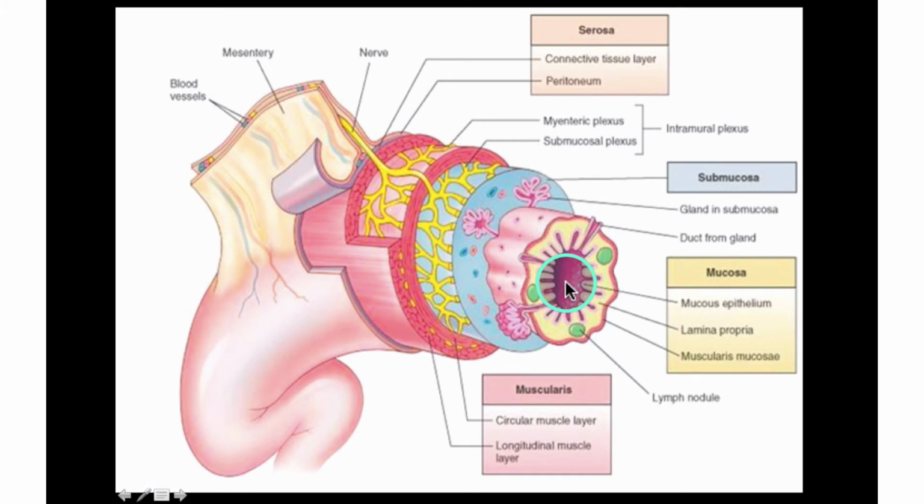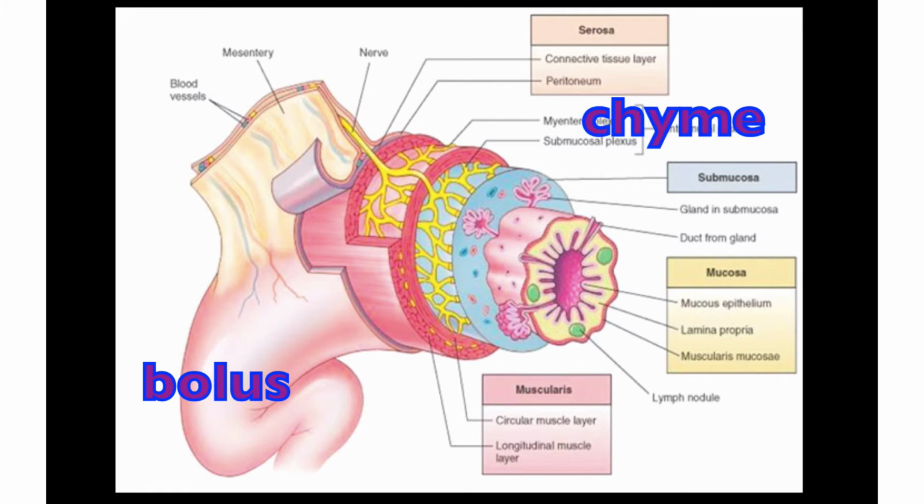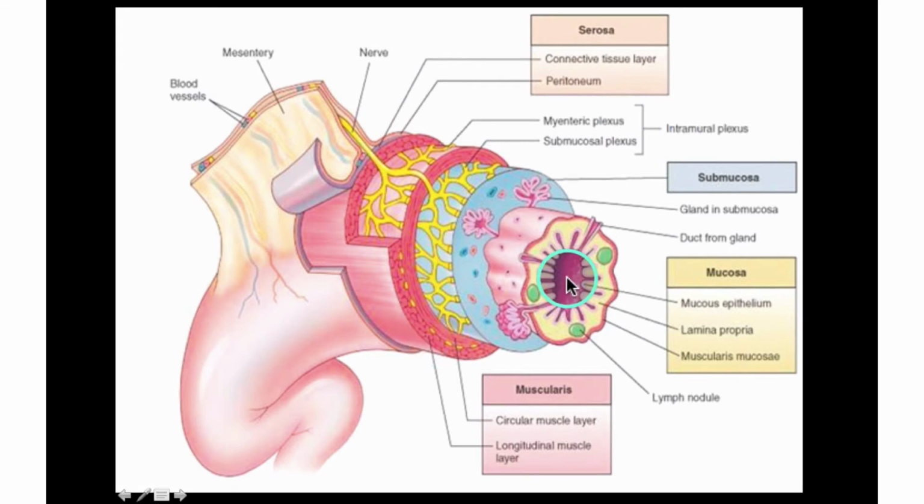The lumen is what digestive products pass through. Once food is broken down and swallowed, it's known as a bolus of food. Once it enters the stomach and proceeds inferiorly, it is known as chyme. And the bolus of food and the chyme pass through the lumen in the same manner that blood passes through the lumen of a blood vessel.